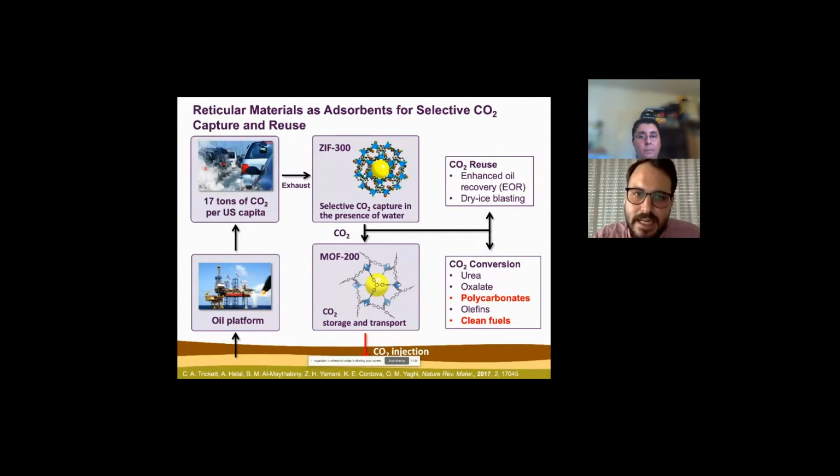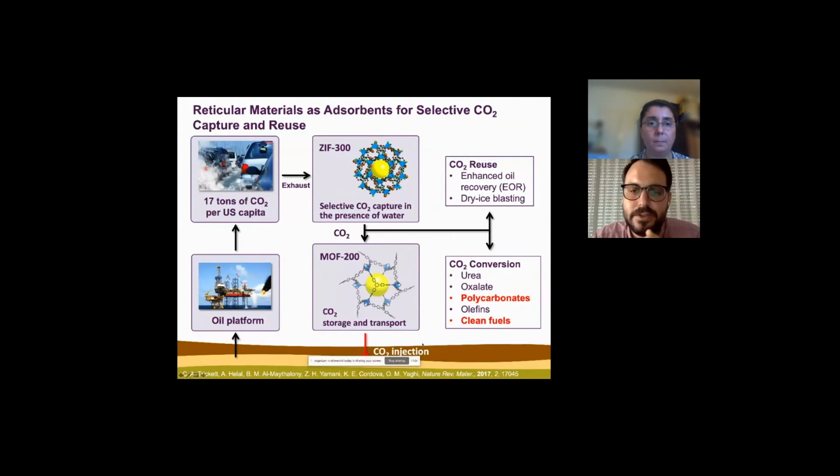Now, that's exciting. We stopped CO2 from going into the atmosphere, but what do we do with the CO2 now that we have captured it? Well, there's two different ways. Number one, you can store it in a different MOF. So this is MOF-200. It has a very, very high surface area, and you can store large quantities of CO2. You can store it, and then you can transport it, and then eventually inject it down into the ground.